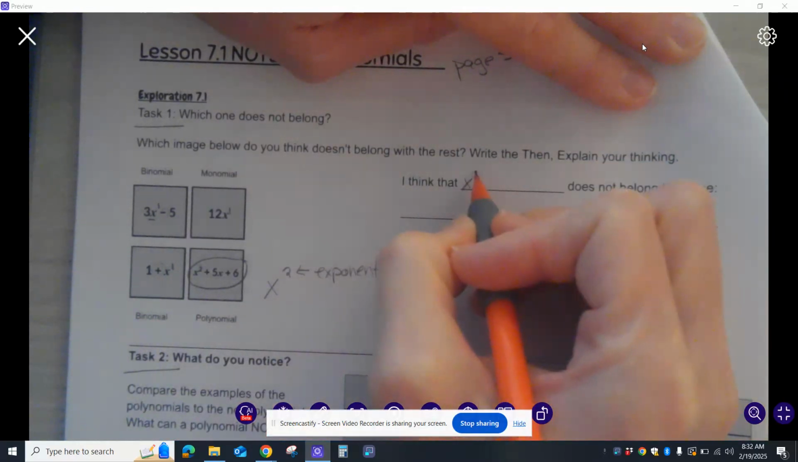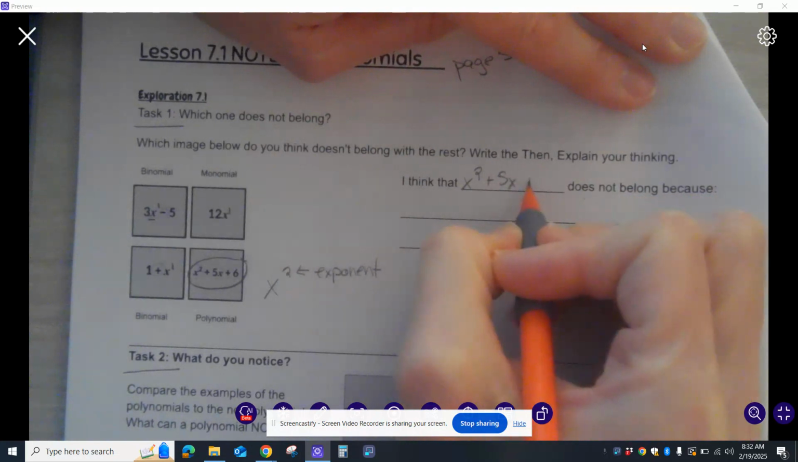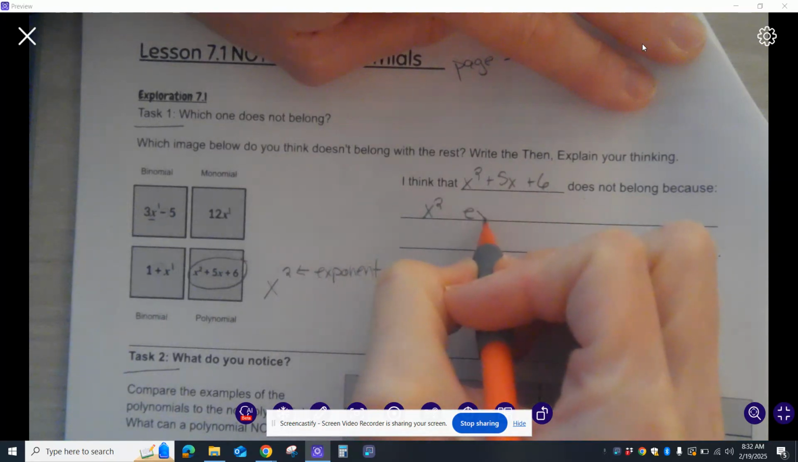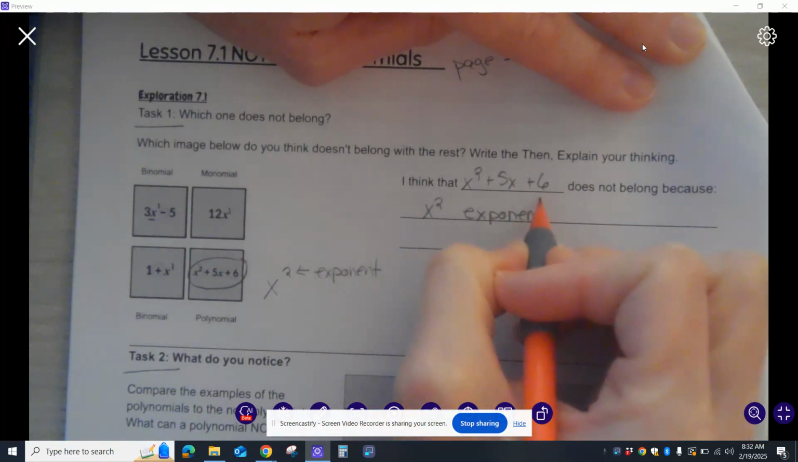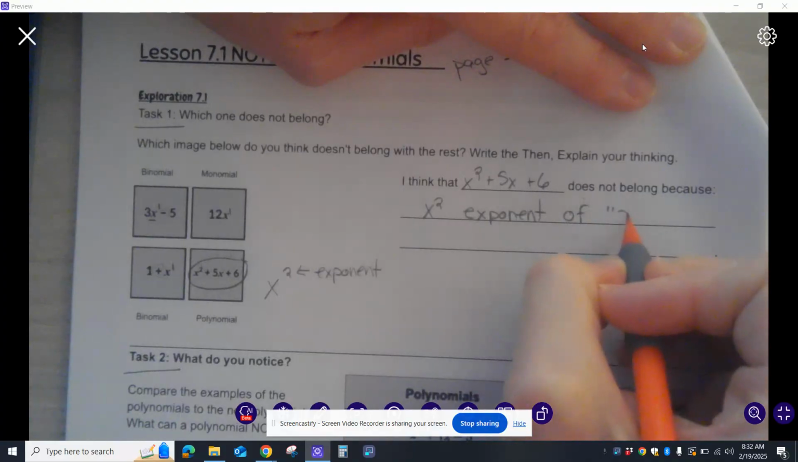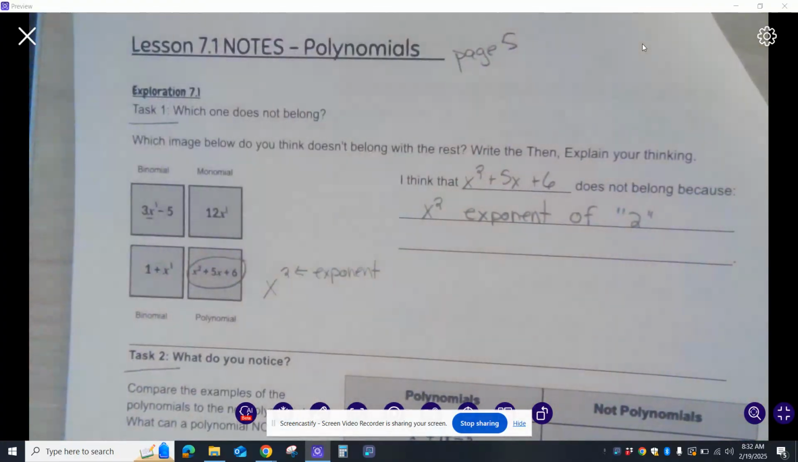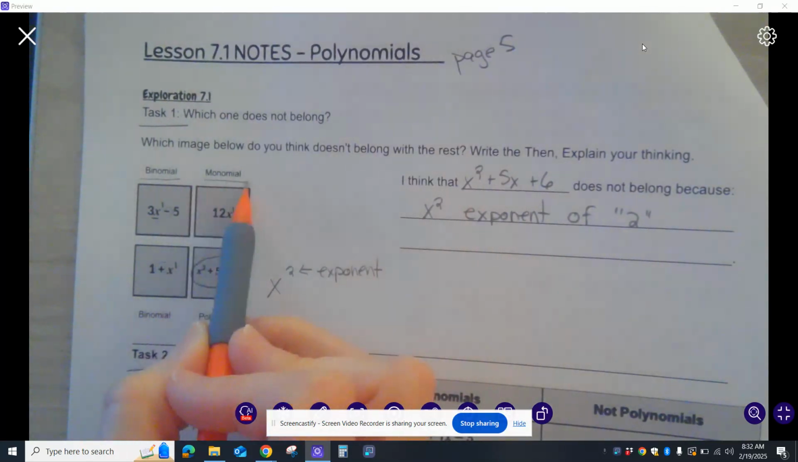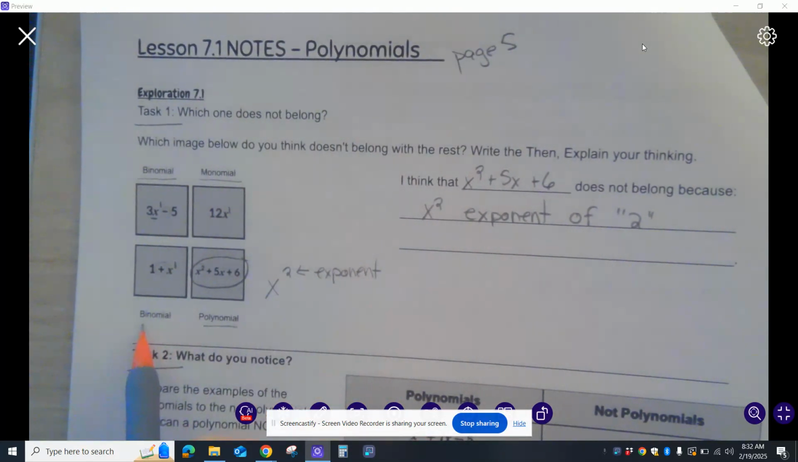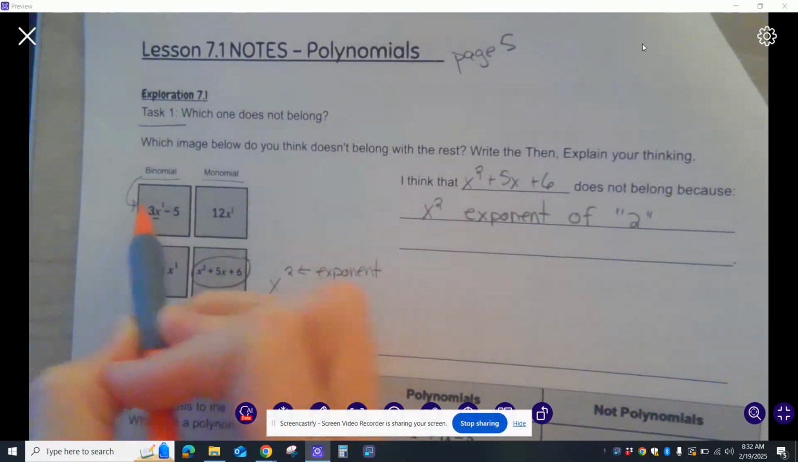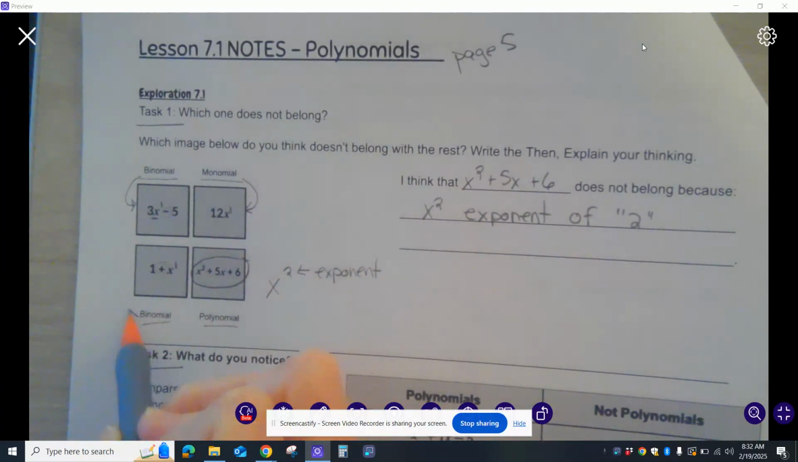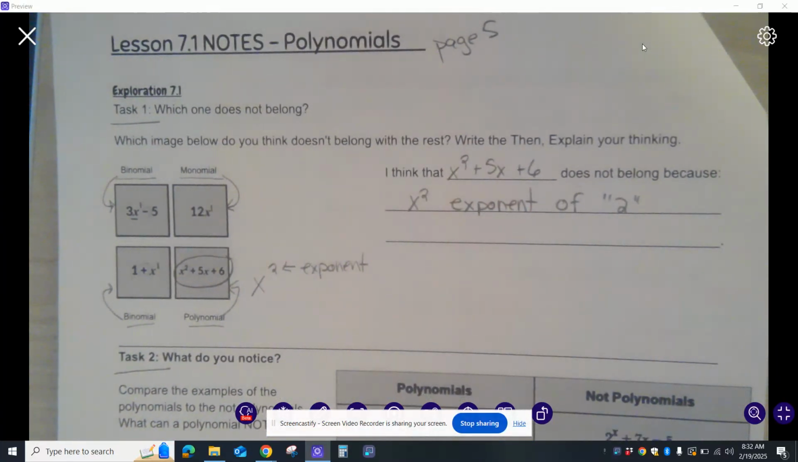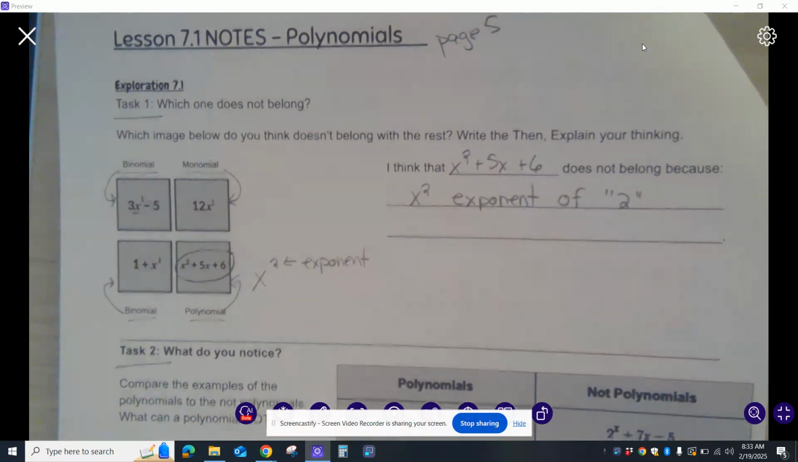I said, I think x squared plus 5x plus 6 does not belong because x squared has an exponent of 2, and all the rest of them had an exponent of 1. This one is a binomial, this one is a monomial, this one is a binomial, this one is a polynomial. That's part of the new vocab you're going to be learning in section 7.1.